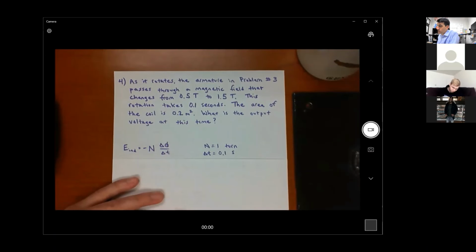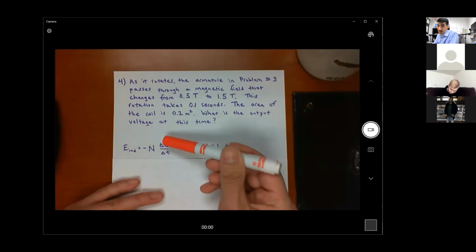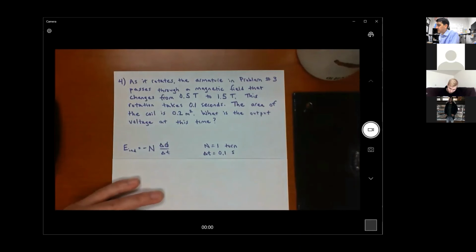I like to write down what I know first. I know that N is only 1, which is extremely unrealistic, but it's simple for this example. So for here, N equals 1 turn. Delta T, we're told, is 0.1 seconds. So I know that. The other thing I've got to find in this equation is the change in magnetic flux.